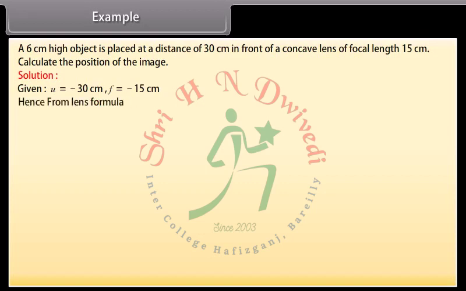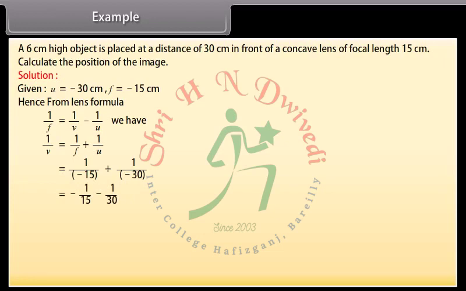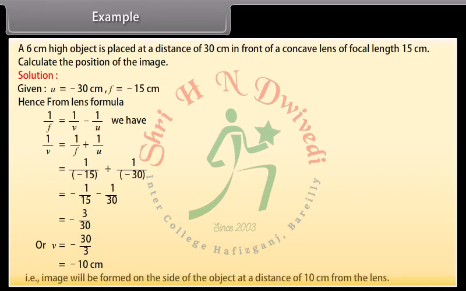Hence, from lens formula, 1 upon f is equal to 1 upon v minus 1 upon u. We have 1 upon v is equal to 1 upon f plus 1 upon u is equal to 1 upon minus 15 plus 1 upon minus 30 is equal to minus 1 upon 15 minus 1 upon 30 is equal to minus 3 upon 30, or v is equal to minus 30 upon 3 is equal to minus 10 centimeters. That is, the image will be formed on the side of the object at a distance of 10 centimeters from the lens.